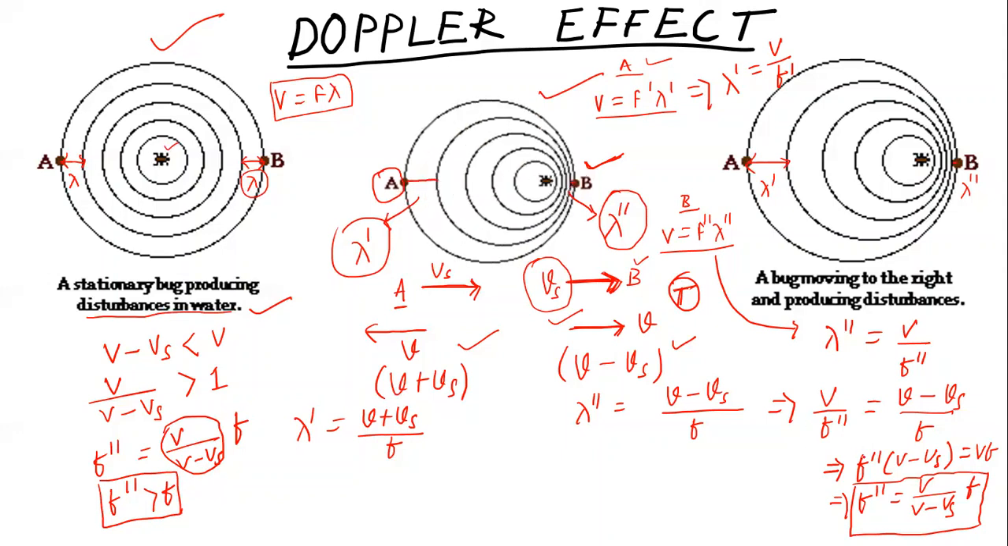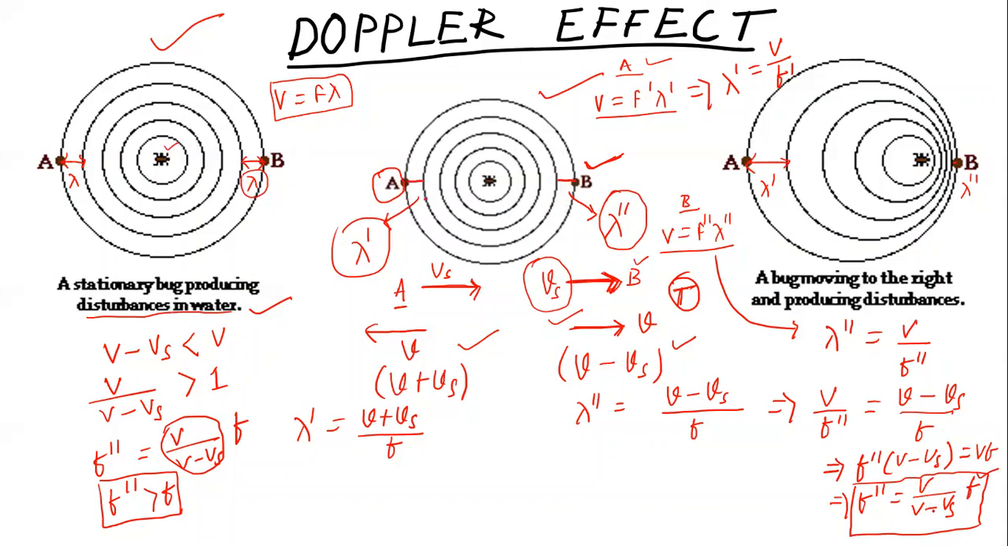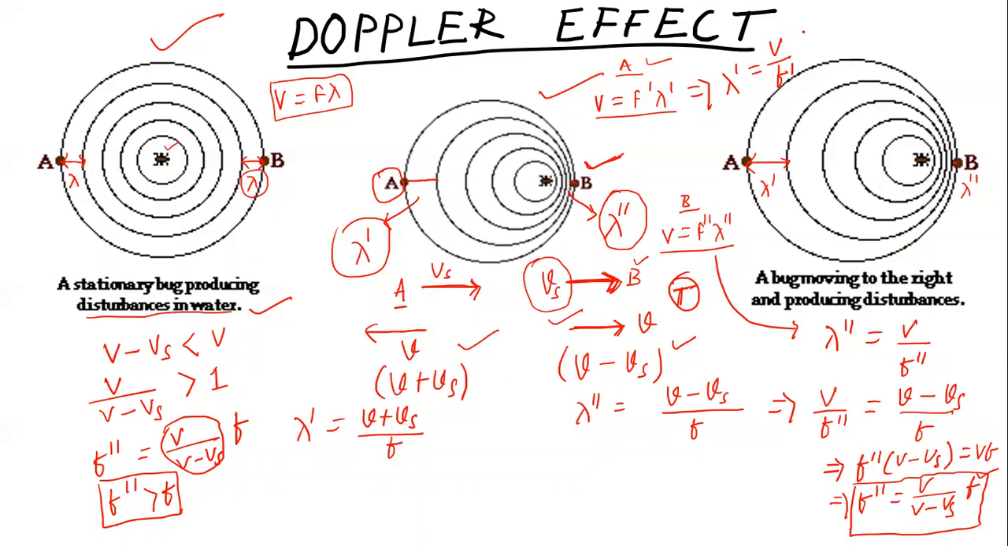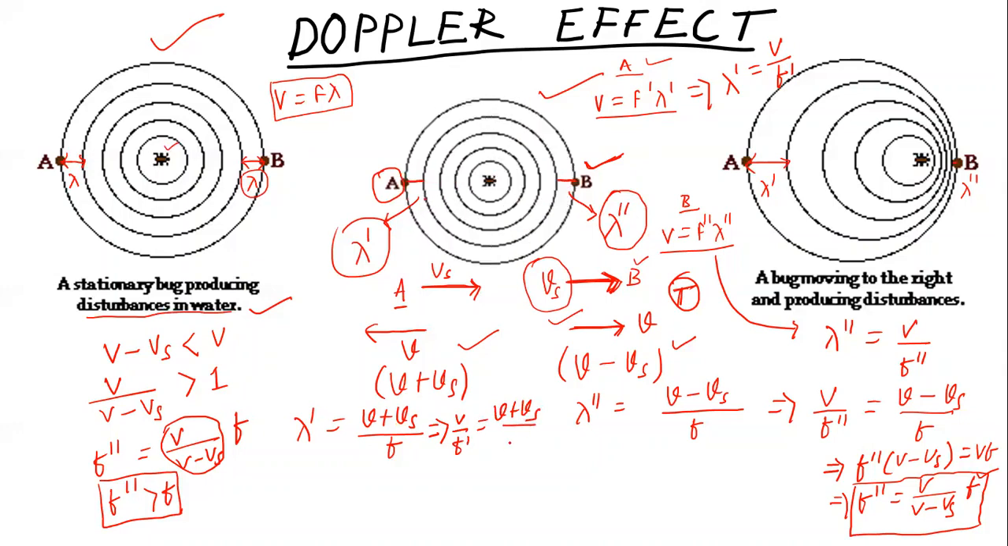So here we got by what amount, you can see V divided by V minus Vs times F. Original frequency is F, now it is increased by this ratio V divided by V minus Vs, right? The same way you can do it for the source going away from observer A. We got lambda dash is equal to V by F dash. If I substitute here, V by F dash is equal to V plus Vs divided by F, so you can write what is F dash.